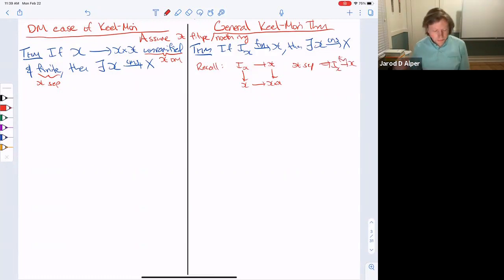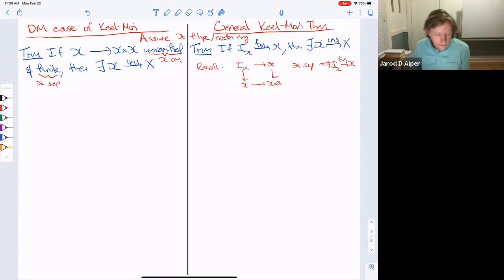But this distinction between the diagonal being finite or the inertia being finite didn't really play a role in our proof. We could have handled the inertia being finite. The main condition that we were really using was the Deligne-Mumfordness, namely that the diagonal was unramified. In fact, there's even a more general version of this theorem. You can drop the finite typeness hypothesis, and you can work over non-Noetherian bases, but we'll ignore that.